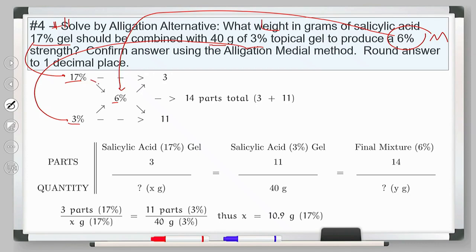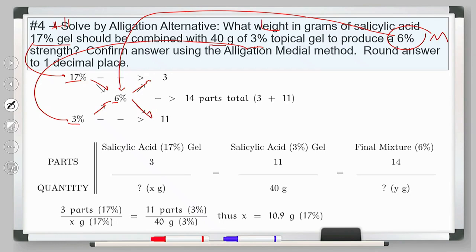And then we have these cross arrows going diagonally down and diagonally up. What do we do? What's at the end of those arrows? We subtract. Remember, just subtract. Always the lowest from the highest, so don't ever get a negative number, just subtract.